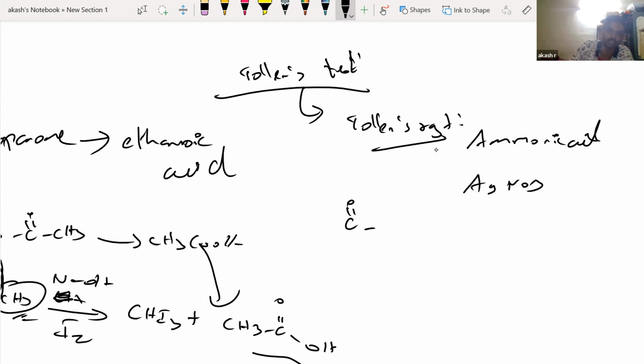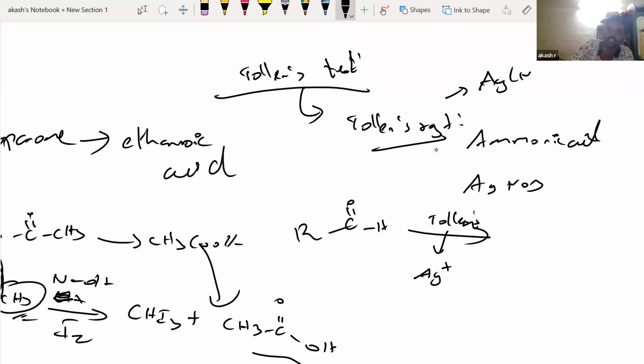We have the CHO, that is the RCHO is there. Right. Now, if I add 2 to 3 drops of Tollens reagent here, what is going to happen? In Tollens reagent, we have these Ag plus ions, right? You remember the exact formula of Tollens reagent? [Ag(NH3)2]+. This was the exact formula for Tollens reagent. Okay, anyways, so here you will have Ag in the +1 form, right? So now what is going to happen?